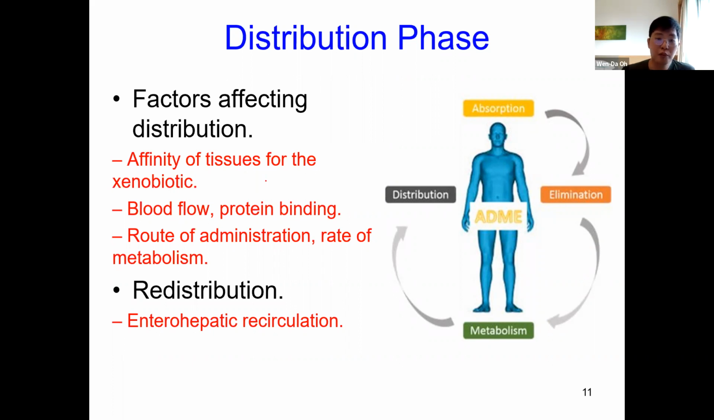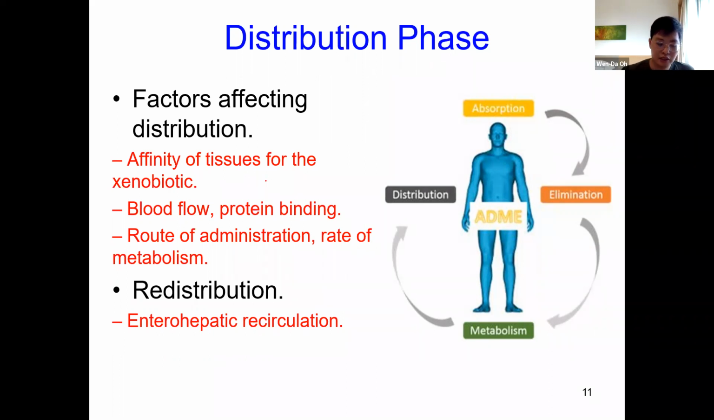We also look into blood flow, okay? Whether a particular organ is susceptible depends on how much toxicant is going into that organ itself. Okay, we also look into protein binding, which is what I said just now in terms of the receptor. And then we also look into route of administration, which is one of the important factors that affects distribution a lot.